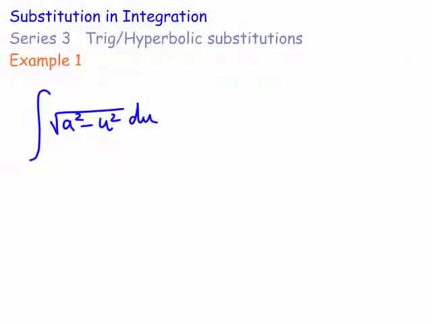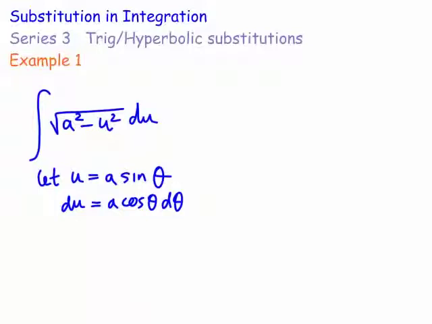Here you can see example 1, the integral of the square root of a squared minus u squared du. This is suggesting that we use the substitution u equals a sine theta. So we let u equal a sine theta, and get an expression for du. So du would equal what? D sine is a cos theta d theta. Or if you like, du d theta is a cos theta, so just multiply both sides by d theta. So we're going to substitute a cos theta d theta.